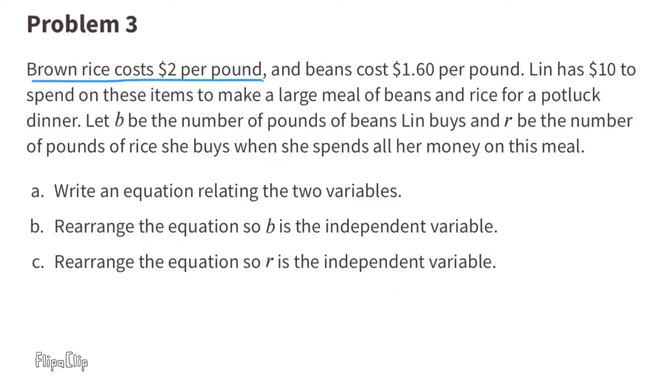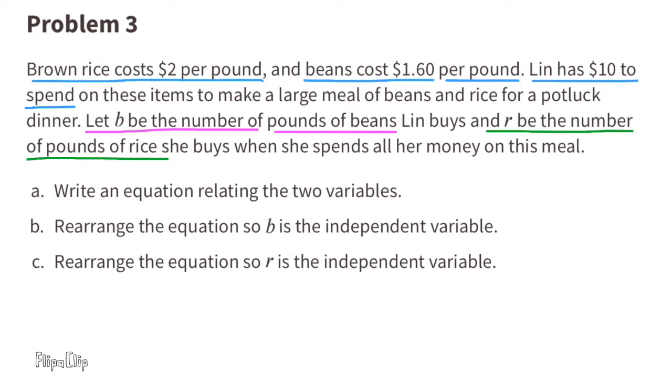Problem number 3. Brown rice costs $2 per pound and beans cost $1.60 per pound. Lynn has $10 to spend on these items to make a large meal of beans and rice for a potluck dinner. Let B be the number of pounds of beans Lynn buys and R be the number of pounds of rice she buys when she spends all her money on this meal.